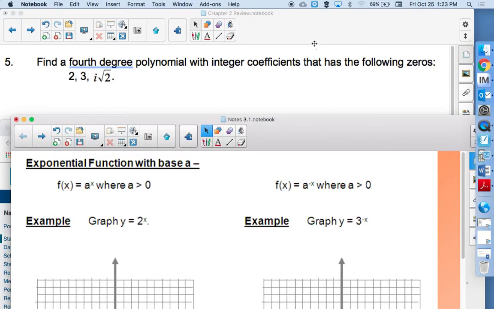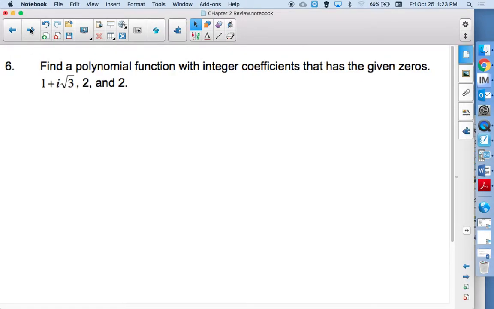Okay, so we're going to look at number 6, which is on the review. It wants you to find a polynomial function with integer coefficients. So that means positive and negative numbers, no fractions, that has the given zeros: 1 plus i times the square root of 3, and then 2 and 2. So we know 2 and 2 would be a double root, since they're repeated twice.